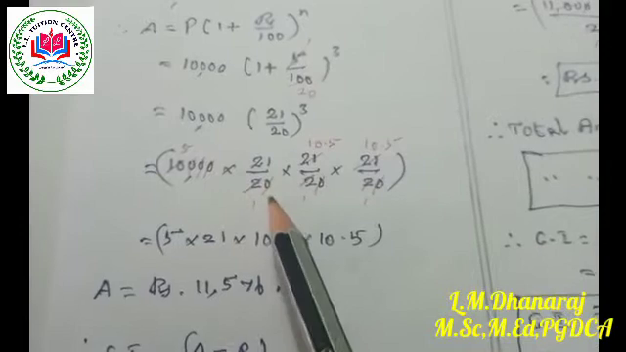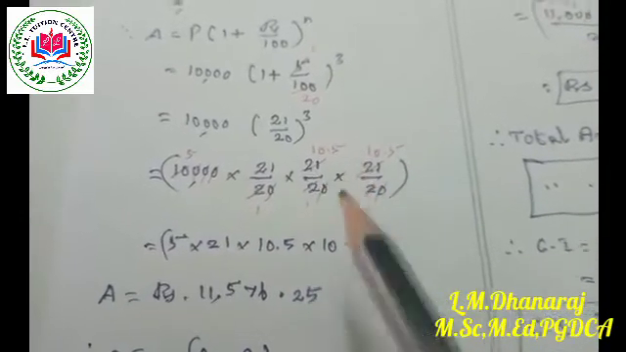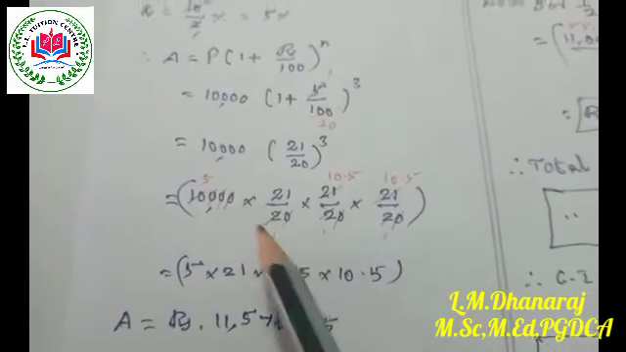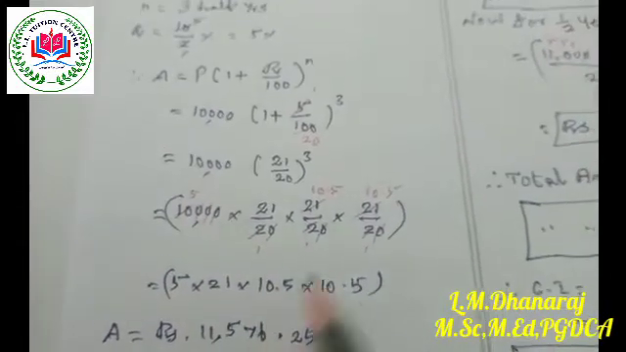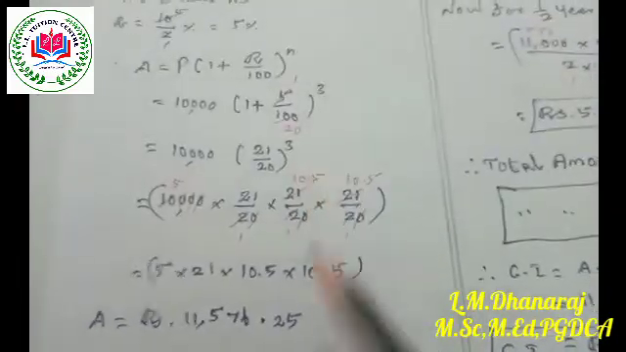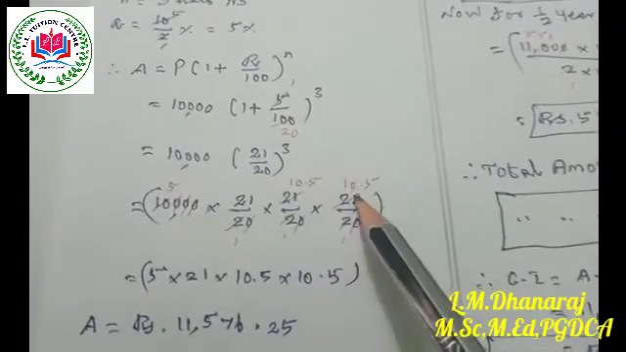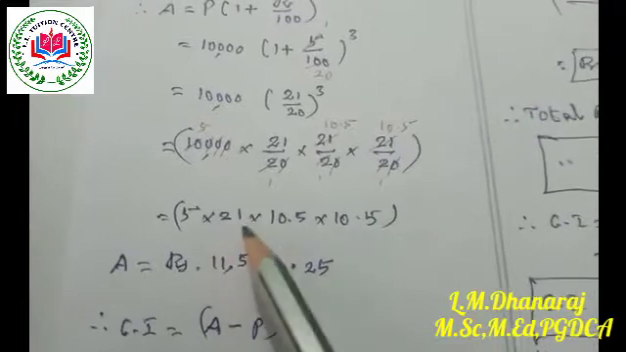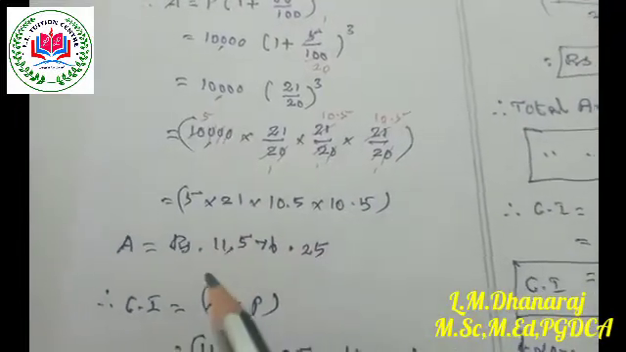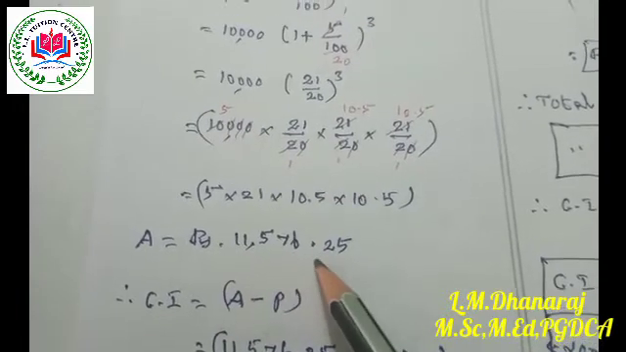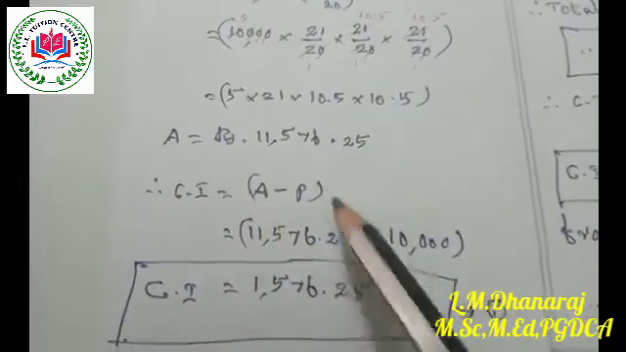10,000 into 21 by 20 into 21 by 20 into 21 by 20. So 3 zeros cancel. 1 2s are 2 and this is 5 2s are 10. And again 1 2s are 2 and this 21 can be cancelled with 10.5. 1 2s are 2 and 21 can be cancelled with 10.5. 5 into 21 into 10.5 into 10.5, that is 11,576.25 paise. Okay. Compound interest is equal to amount minus principal.